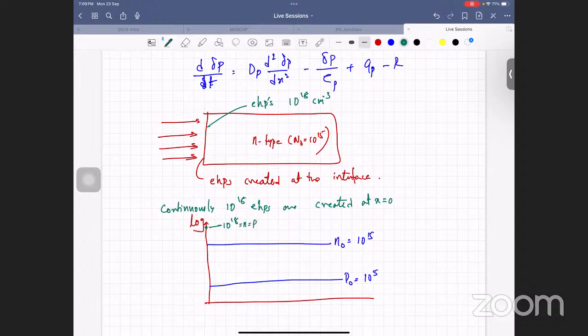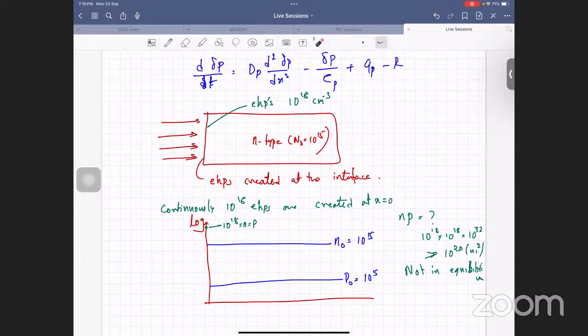Much larger carrier concentration. Is this in equilibrium? Well, the question to check is n into p equal to how much? n into p equal to 10 power 18 into 10 power 18, that's equal to 10 power 36, much, much greater than ni square, which is 10 power 20. So it is not in equilibrium.